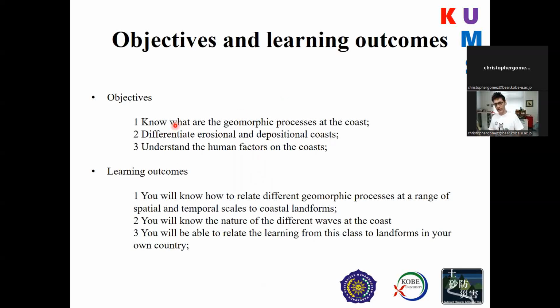And these different objectives come as learning outcomes this way, where you will know how to relate different geomorphic processes at a range of spatial and temporal scales. You will know the nature of the different waves at the coast. You will be able to relate the learning from this class to landforms in your own country, because I'm going to talk to you about processes in general, and then you'll need to relate those maybe to what you can see around you.